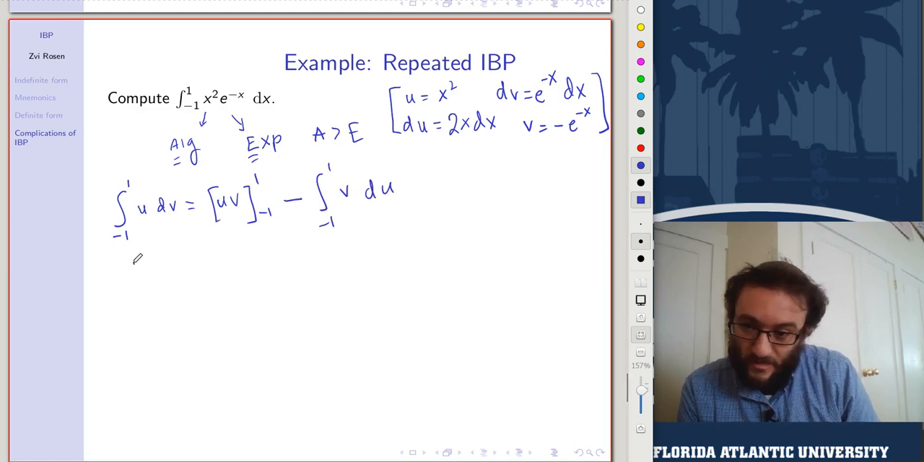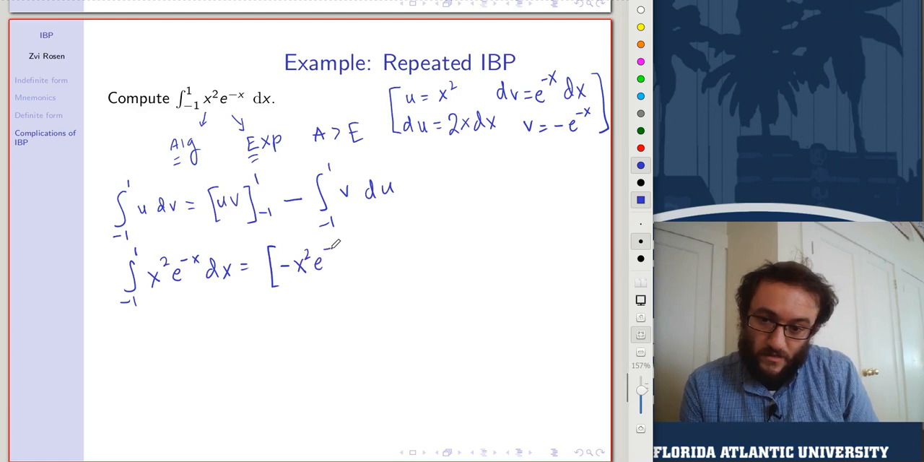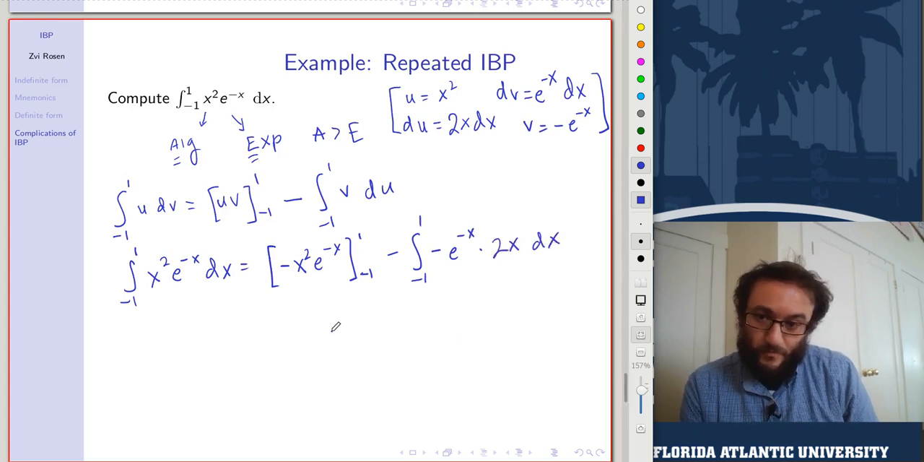Now we plug everything in. The integral from minus 1 to 1 of x squared e to the minus x dx is equal to the function minus x squared e to the minus x evaluated from minus 1 to 1, minus the integral from minus 1 to 1 of v du, which is minus e to the minus x times 2x dx.